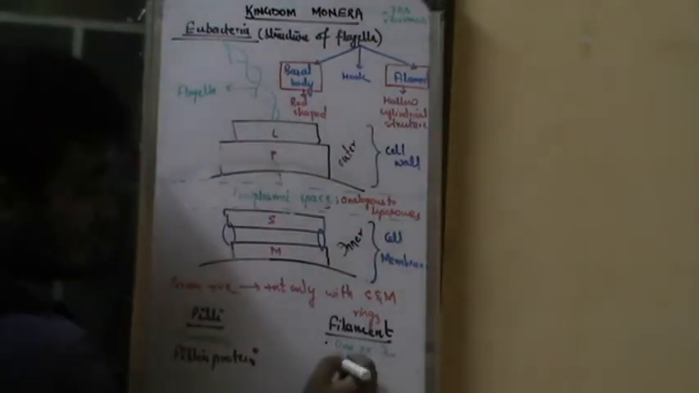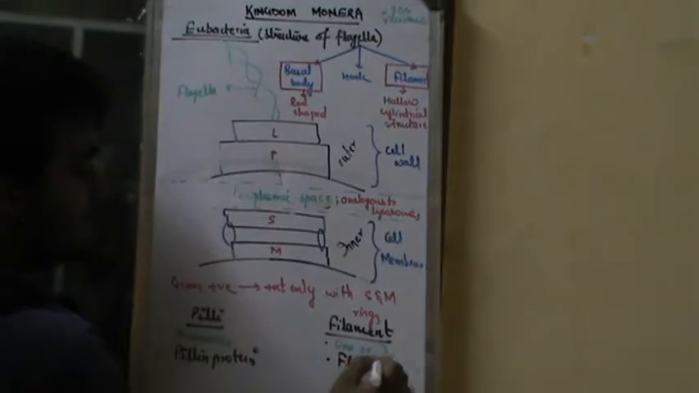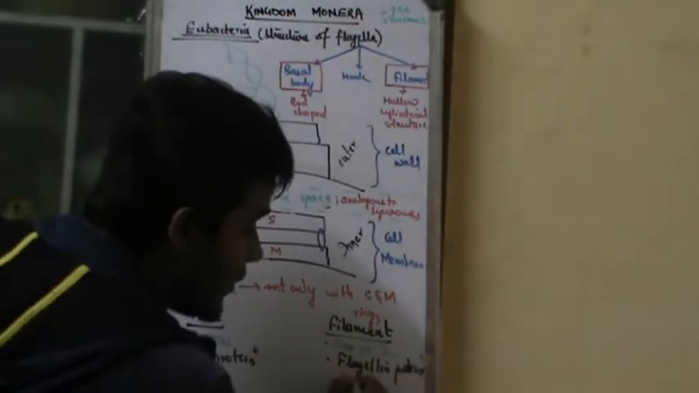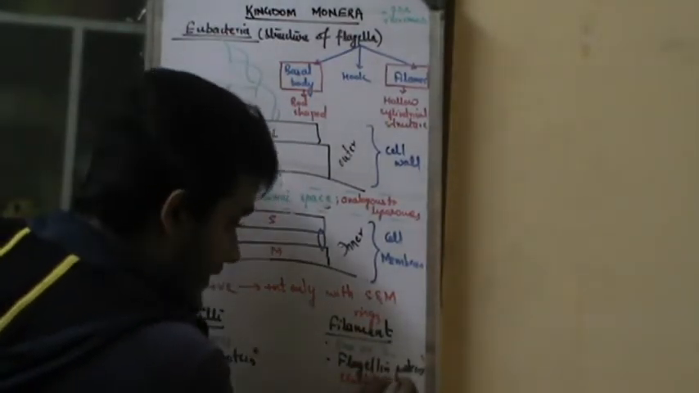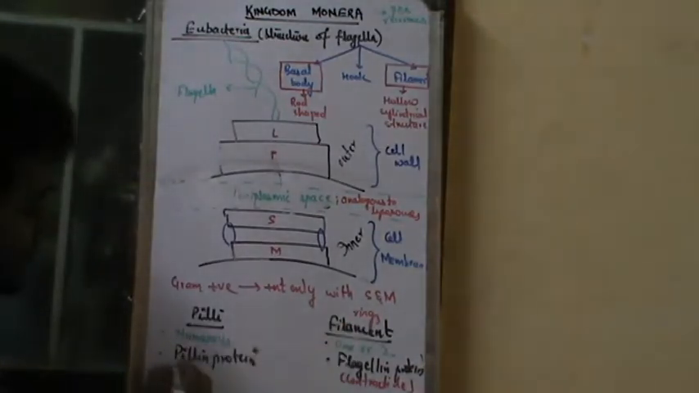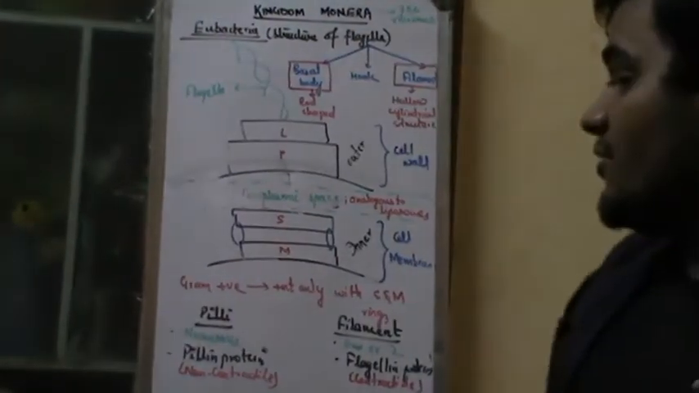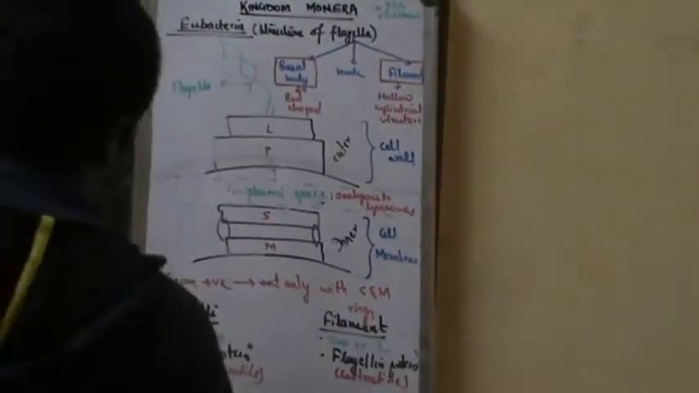Filament is going to be made up of flagellin protein. अब इन दोनों में difference क्या है? दोनों protein से बना है, right? Remember the difference. Flagellin protein is going to be a contractile protein, whereas the pillin protein is going to be non-contractile protein. It's very important, right?